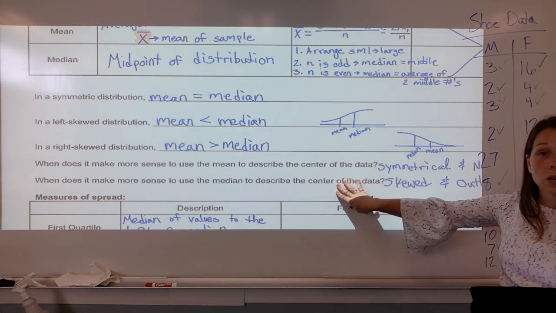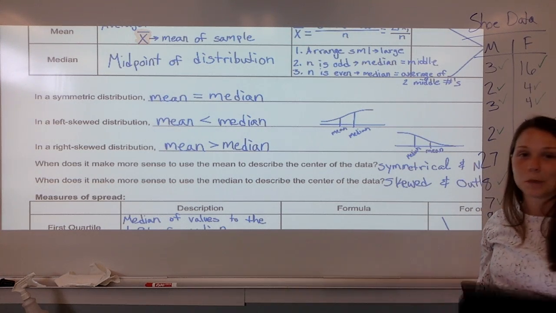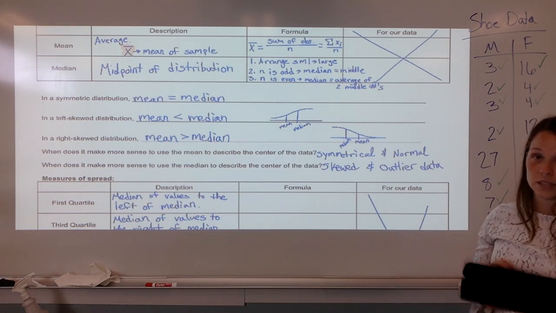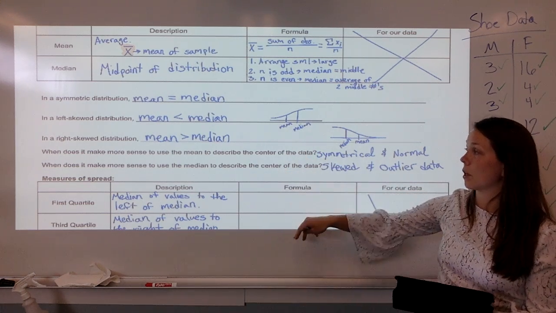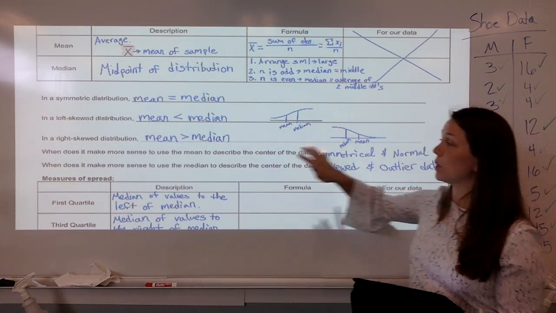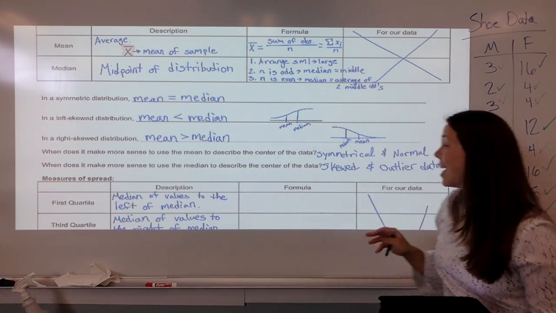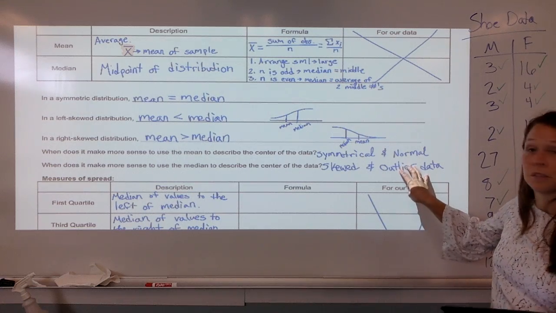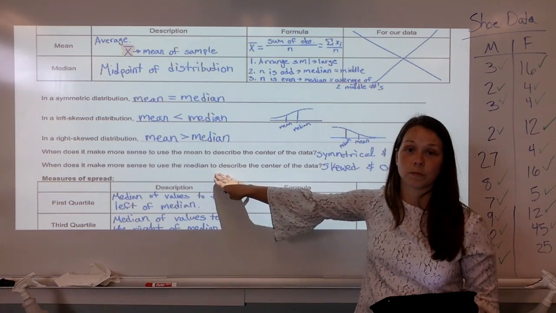This next piece is really important because it's very common for those multiple choice questions on the AP exam. When does it make sense to use the mean to describe the center of the data? And then the second question is, when does it make sense to use the median? When you have symmetrical data or normal data, you should always be using your mean to describe the distribution for your measure of center. If you have skewed data, left or right, or if you have some pretty large outliers, then you should be using the median.